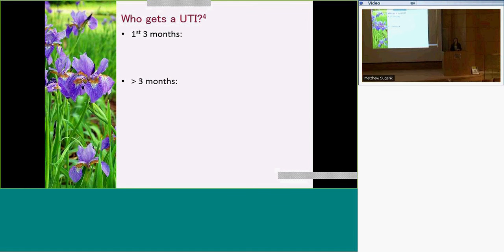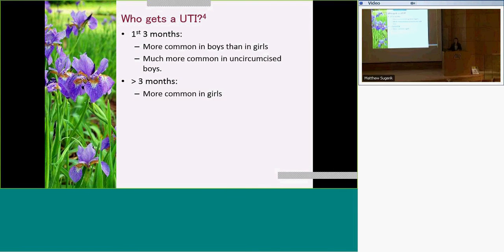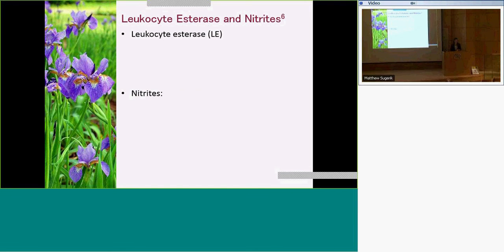So who gets a UTI in the first 3 months, boys or girls? Yell it. So I think tied is boys and both, and a little bit of girls. It is boys, actually, for the first 3 months, and it is more common in uncircumcised boys. After 3 months, girls win, and the differential goes up with age.